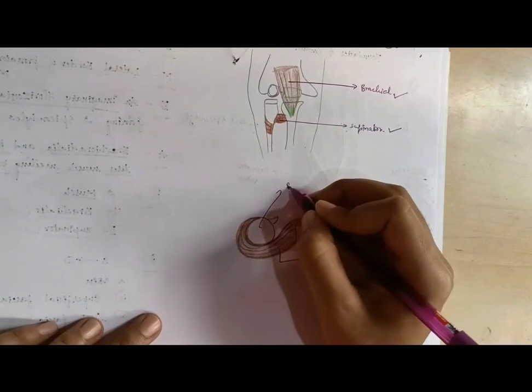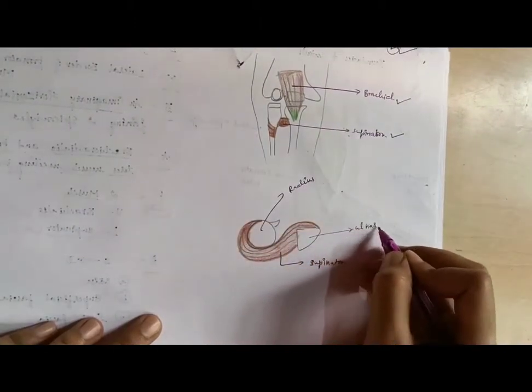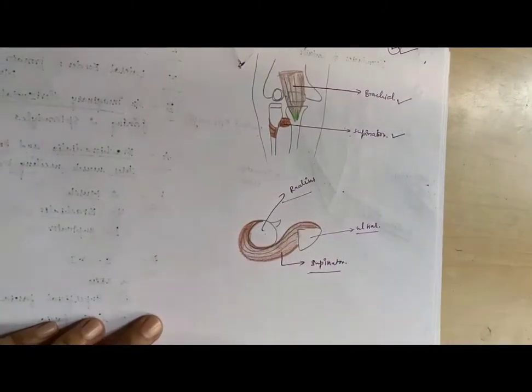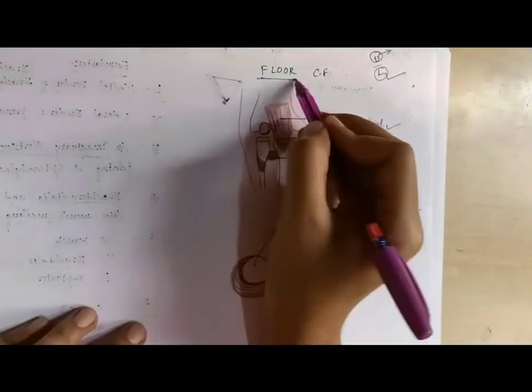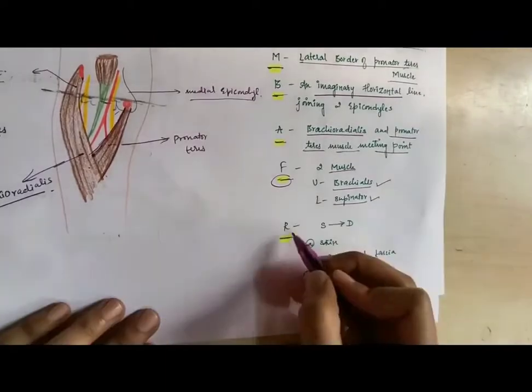So this is the radius bone, and this is your ulnar bone. See how it is curling in between the radius and the ulnar bone. So this is the supinator muscle. It's clear. Now the floor is clear. And next, we'll be talking about the roof.